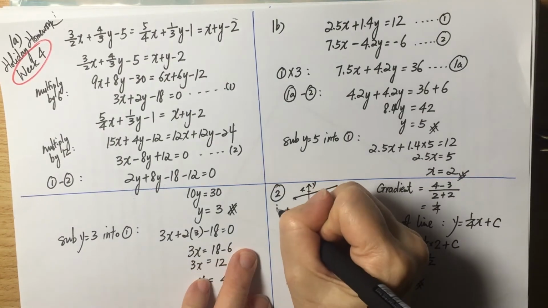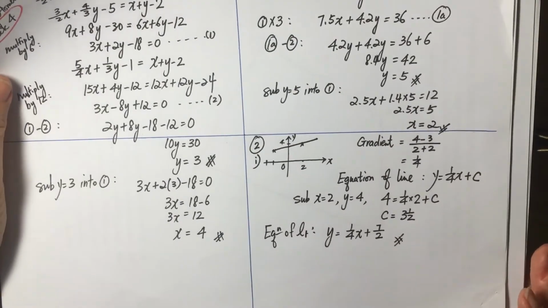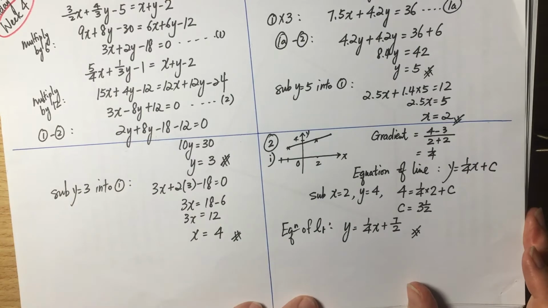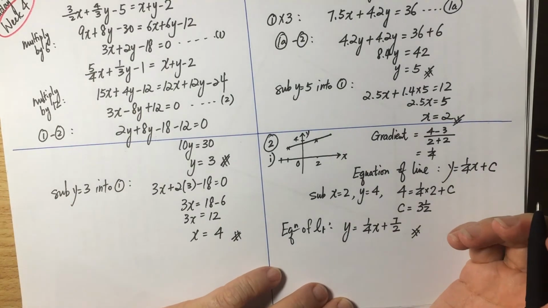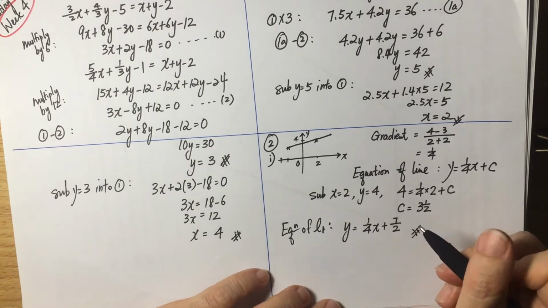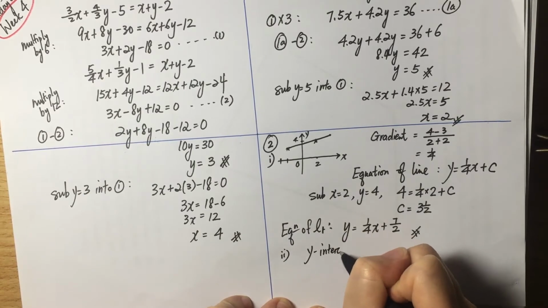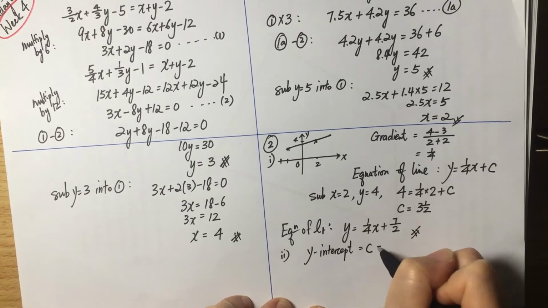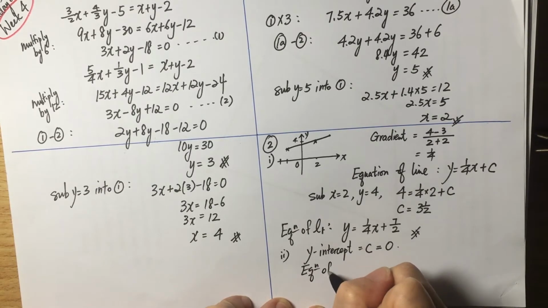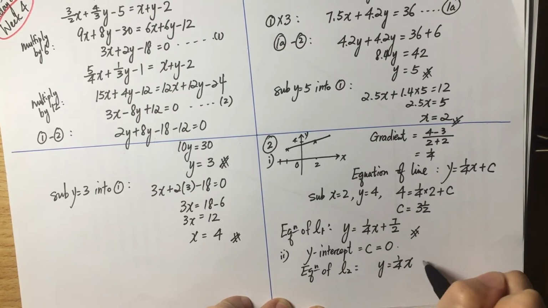Then the next part, we need to find a second line L2, which is parallel to this line and passes through the origin. Oh, passing through the origin is easy. That means the y-intercept equals 0, which is actually the c equals 0. So therefore, the equation of L2 now will be y equals 1/4 x.